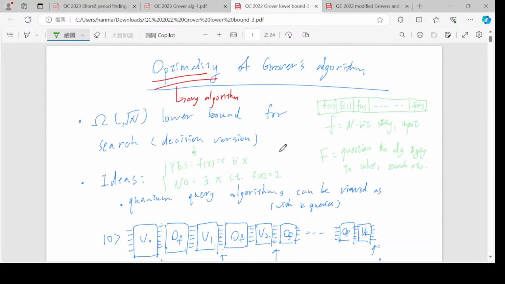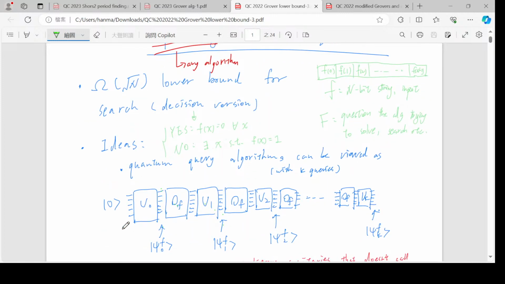Okay, let's go back to Grover's algorithm. A bit of a review: we are proving optimality of Grover's algorithm. This lower bound is actually not really a lower bound for Grover's algorithm, it's a lower bound for the search problem. Given this truth table, is your function this function O0, or is there a 1 somewhere? We want to do this query complexity lower bound.